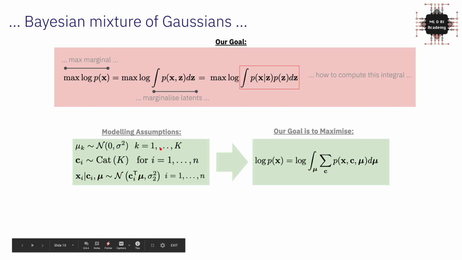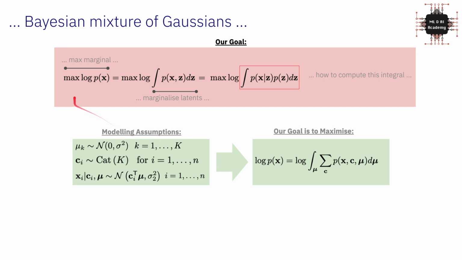So now let us recap what we had. Remember, we wanted to maximize log p of x, which we said is nothing but log of the marginal of p of x and z dz. And then we said, using Bayes rule, that's p of x given z times p of z dz. And then we said, how do we compute this integral? So we went and gave this example here.